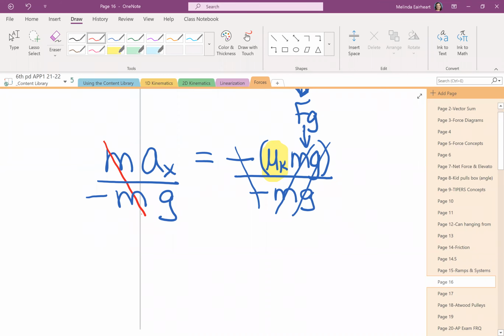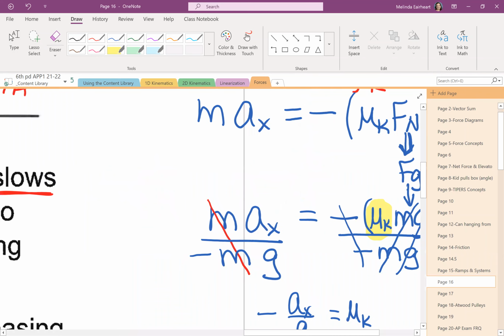Okay, so now what's left? We have mu k equals negative a_x over g. Whether the negative is on the upper or lower portion, it doesn't matter. And so we know g. Do we know the acceleration? Was it given? Is it 10?